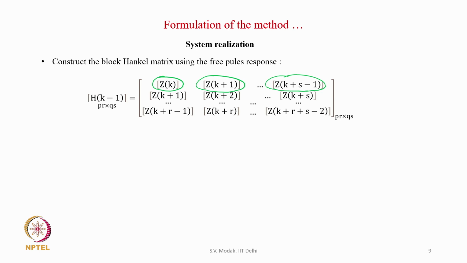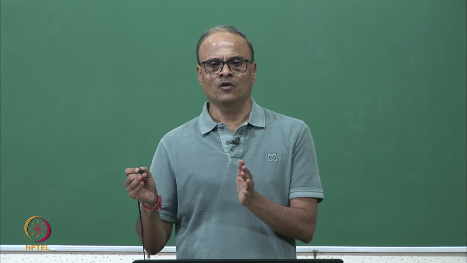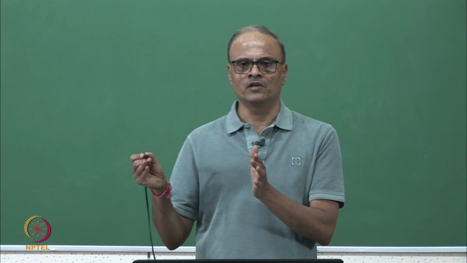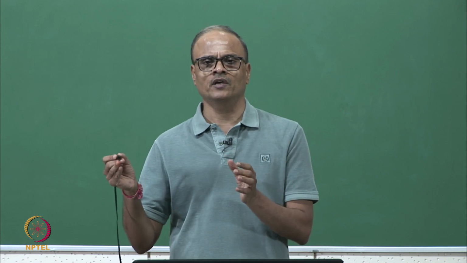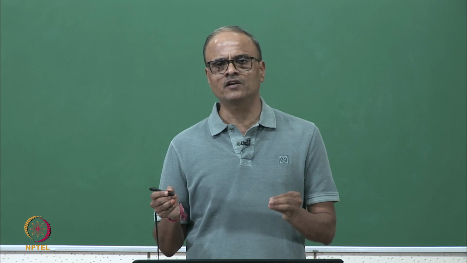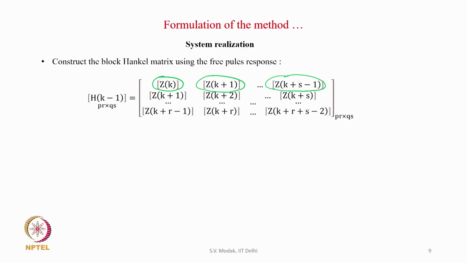We now advance all these s instants by one time interval, and then we use the free pulse response matrices corresponding to those s instants and construct the second row of the Hankel matrix. So, that is why you can see the first element in the second row is the free pulse response matrix Z(k+1), which is the pulse response matrix at k+1, and then the next one is Z(k+2), and the last element in this row is at k+s.